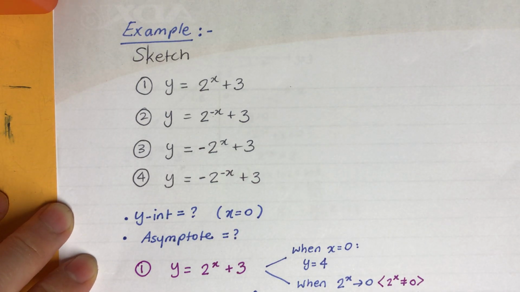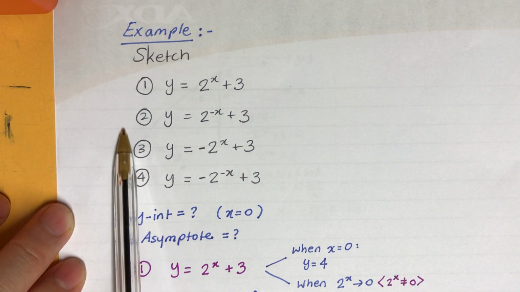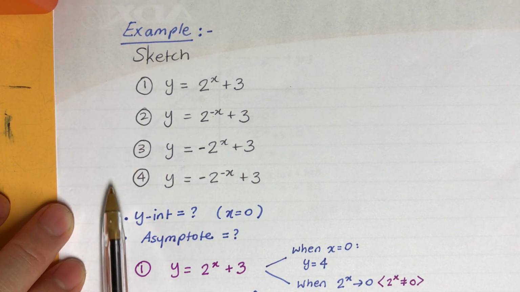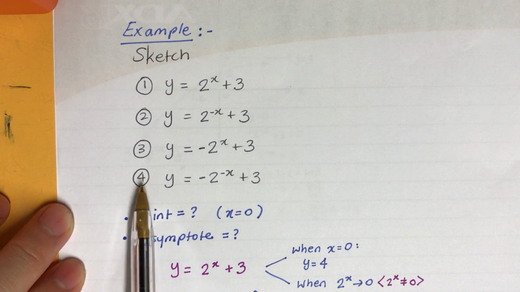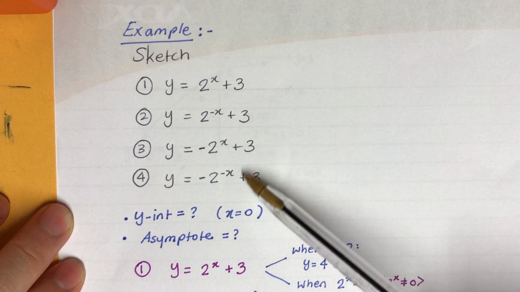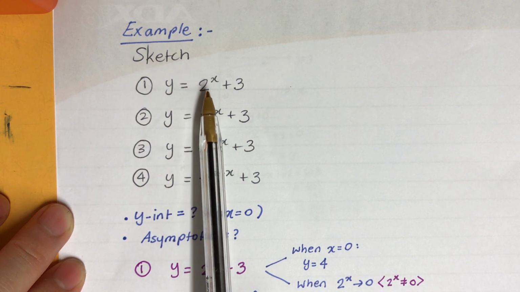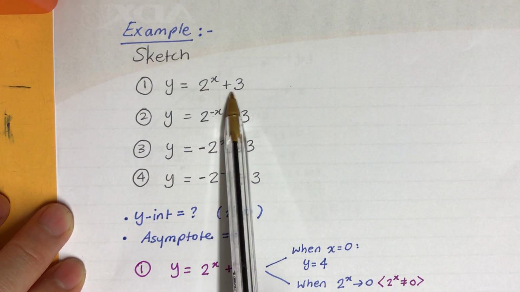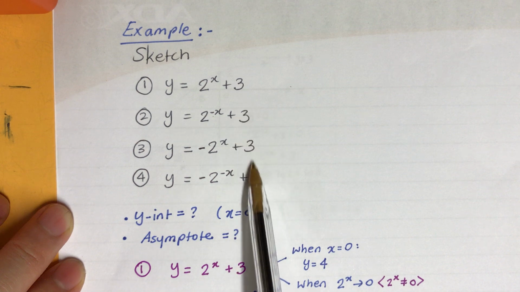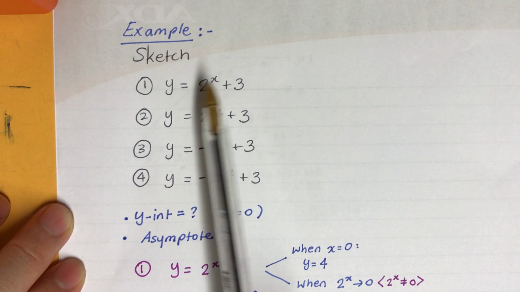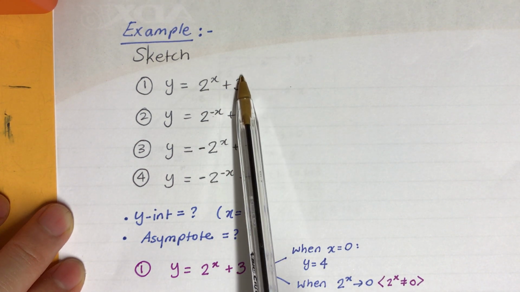Okay, this is the third part of exponential curve. Now we're going to go through some examples here. There are four graphs that we need to sketch, and each one of them is very similar. So let's have a look at the first one. It's 2 to the power of x plus 3. Now all of them are actually exponential but pushed up by 3.